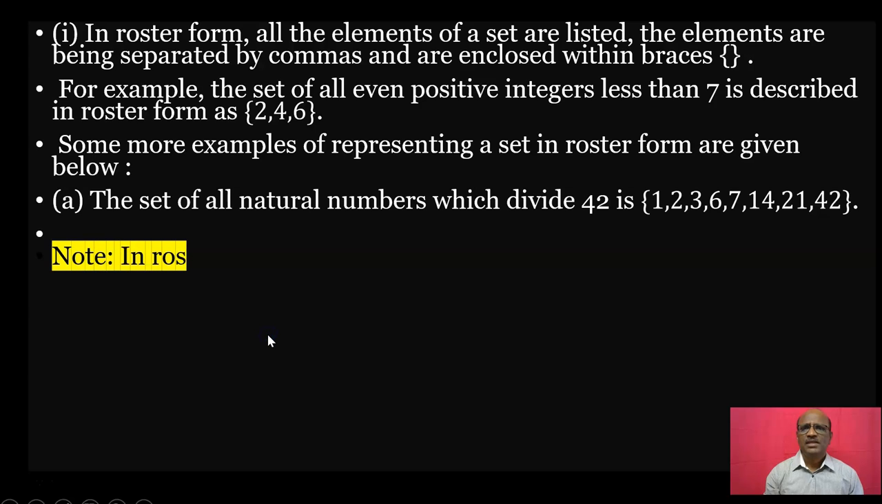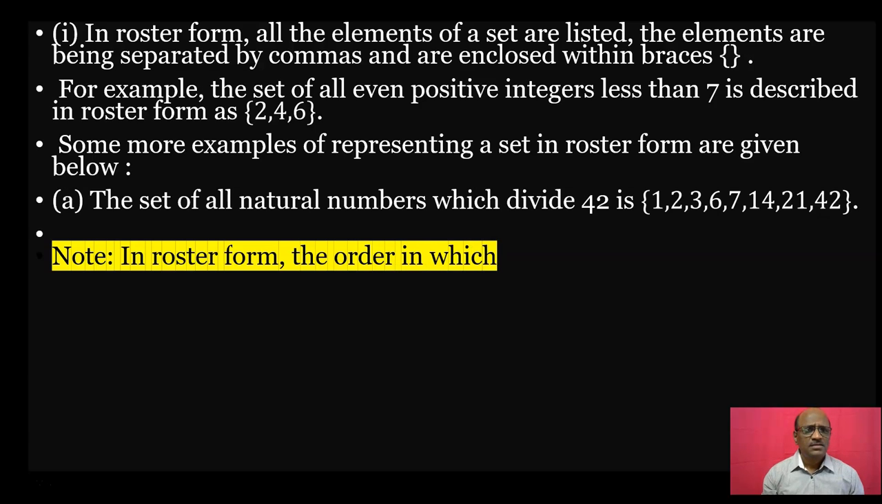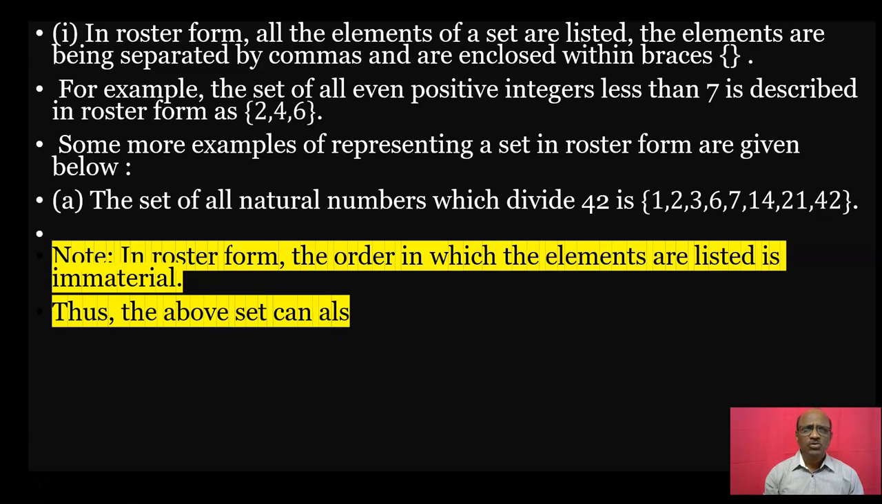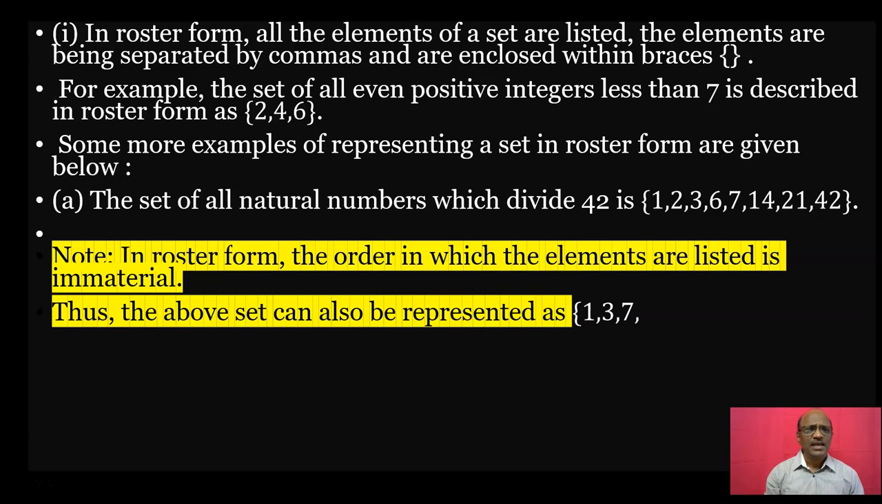Next, note that in roster form, the order in which the elements are listed is immaterial. You can write 42 first and 1 last also, therefore the order is immaterial. Thus, the above set can also be represented as {1, 3, 7, 21, 2, 6, 14, 42}.